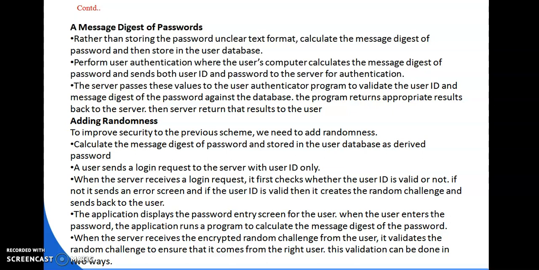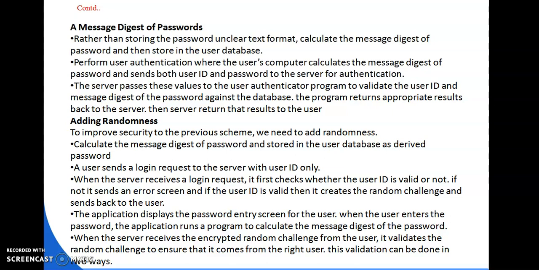To improve the security of the previous scheme, that means this message digest, we need to add randomness. Calculate the message digest of the password and store it in the user database as the derived password. The user sends a login request to the server with the user ID only. When the server receives a login request, it first checks whether the user ID is valid or not. If not, it sends an error screen, and if the user ID is valid, then it creates a random challenge and sends it back to the user.